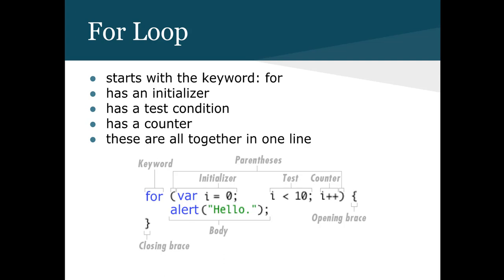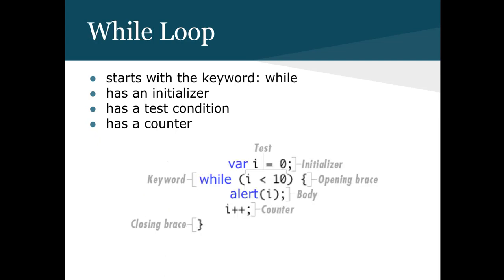So i starts at 0, it goes to 1, 2, 3, 4, 5, 6, 7, 8, 9. That's 10. 0 through 9 is 10 items, if you think about it. So it would alert hello 10 times. The while loop basically has the same thing. It's got a keyword, while. The initializer needs to be set outside of the while loop because a loop basically starts at the top, reads through the whole code brace, and then exits at the bottom.